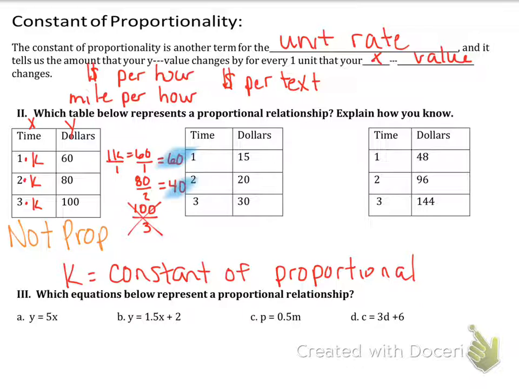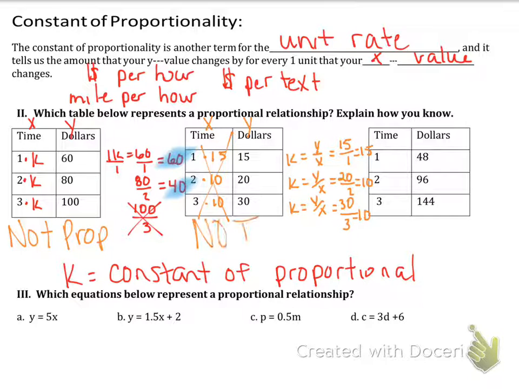So let's do that the other way. So you're going to take your y's divided by your x's. And so your k equals your y divided by x. So if I take 15 divided by 1, 20 divided by 2, and 30 divided by 3, it should give me the same thing. Well, 30 divided by 3 is 10, 20 divided by 2 is 10, but is 15 divided by 1 10? No, it's 15. So that means 1 times 15 gives you 15, 2 times 10 gives you 20. You want it to be the same thing. Since it's not the same thing right there, it's not proportional.